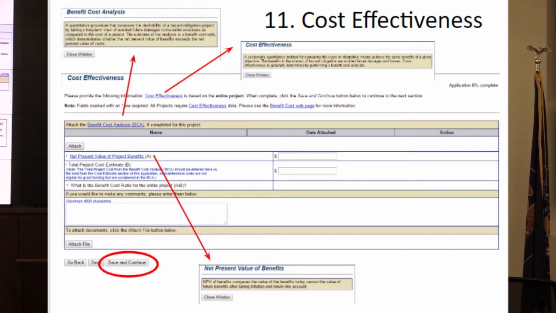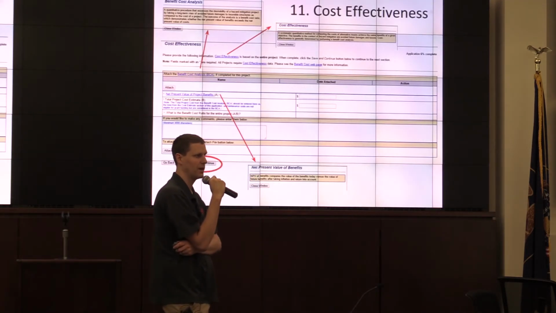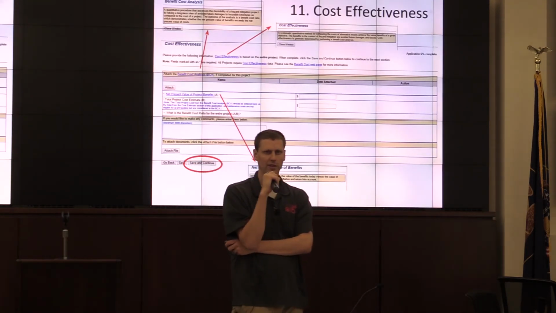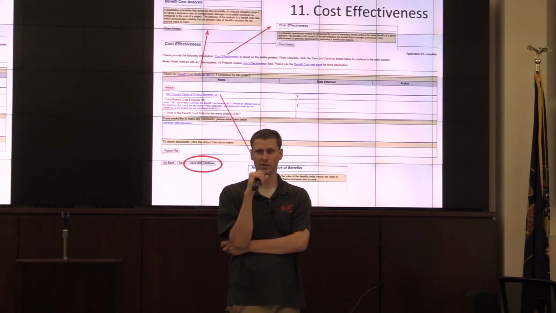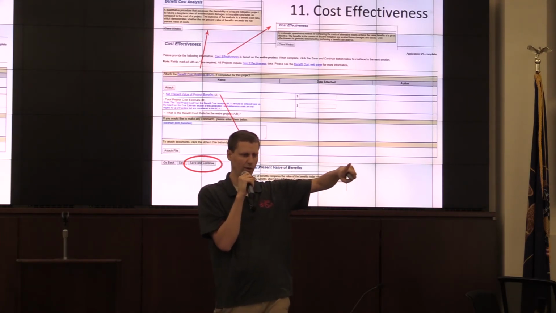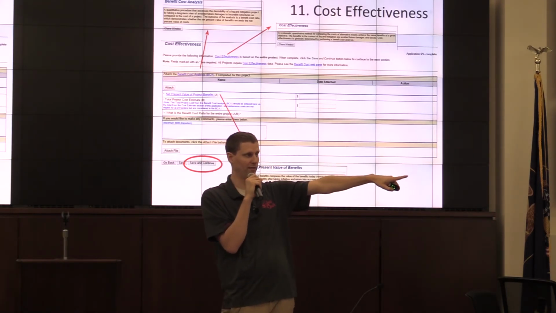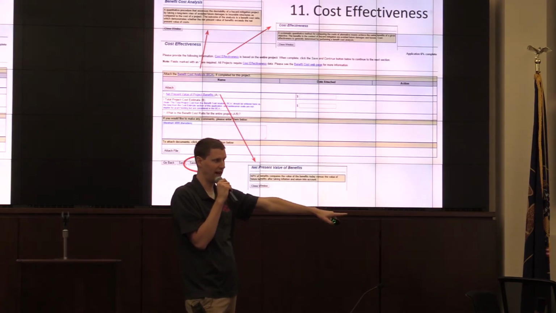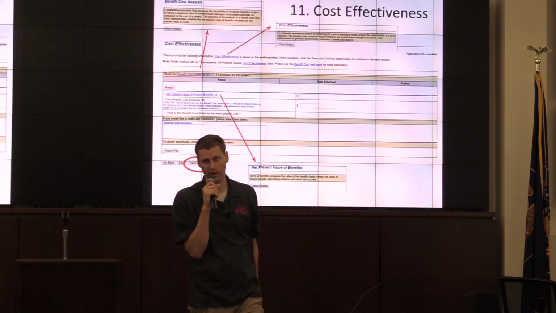So is there any questions on this? This will essentially be the summary of the whole BCA. It'll give a quick look: we can see that it's greater than one, and what the net present value of the project benefits is. For the attachment, not only just that data, but a lot of times the contractor may have to use additional documentation to support it. There are certain defaults, and if they don't use the FEMA default, they need to support it, and if your contractor doesn't provide that, they can actually get disqualified from the grant.